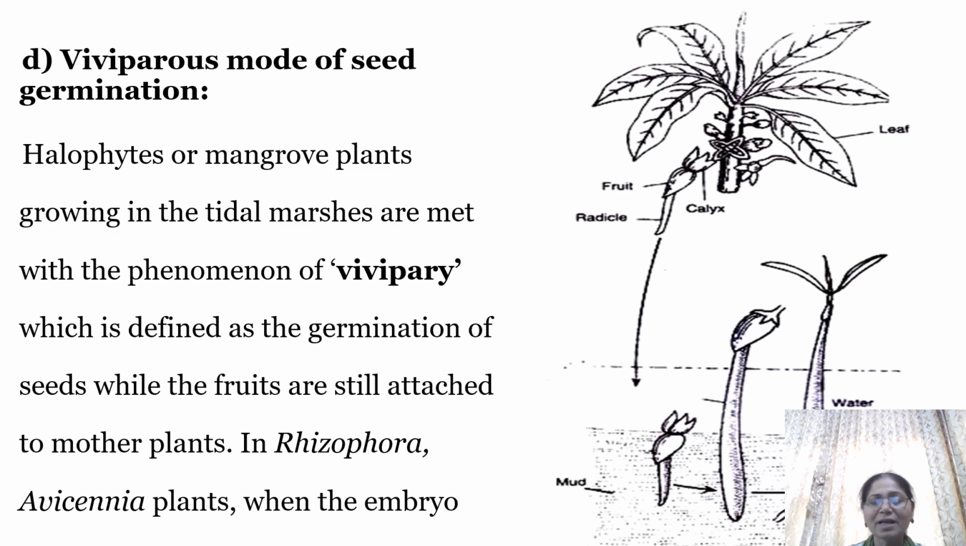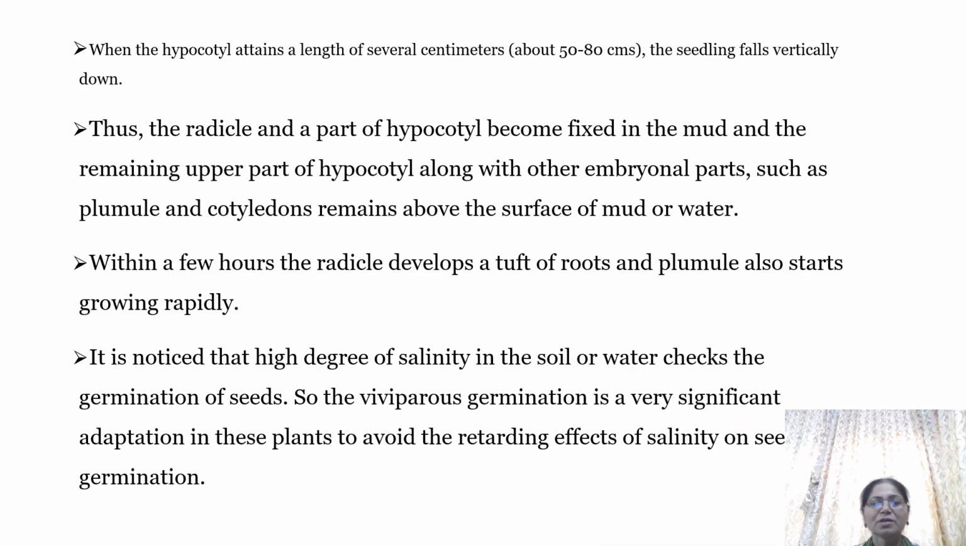So the seeds complete some part of their germination process while they are still attached to the fruit, and then they fall on the ground and complete the remaining germination there. So this is called the viviparous mode of seed germination. Okay, this we have already discussed.